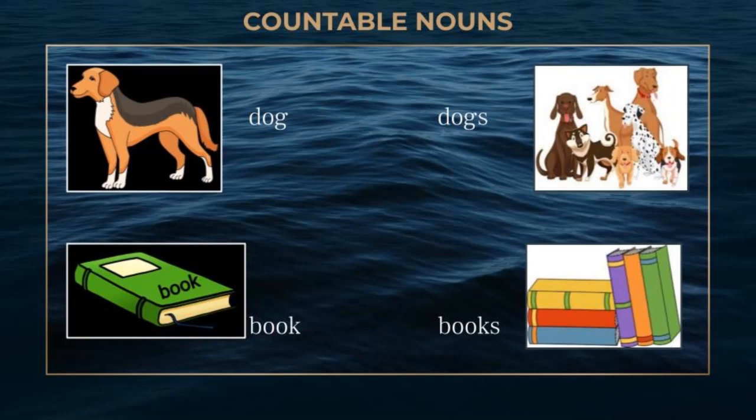Okay students, let's move to the next example, that is book. How many books are there on the left side? Just one book, so it is a singular noun. Now look at the right side. How many books are there? Totally 6 books are there. So it is plural form. The singular noun is book. The plural noun for book is books. We have to add s to the word book to make the word plural.